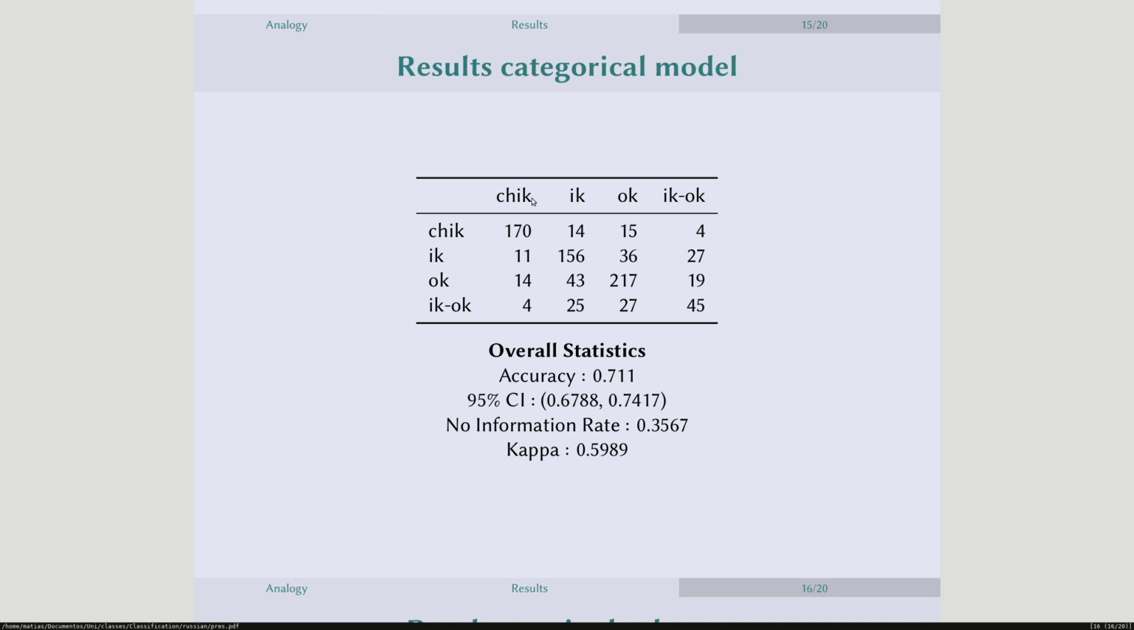And what we saw in the distribution is that the number of nouns in the classes chick-ik or chick-ok was very low. So there is a sort of mirror effect between the distribution of the data in the classes, the structure of the class system, and what we actually see in the analogical classification.